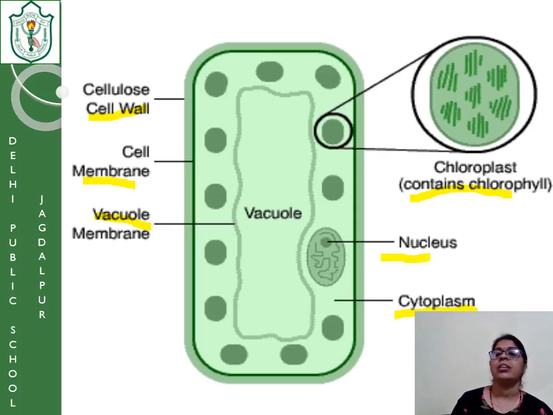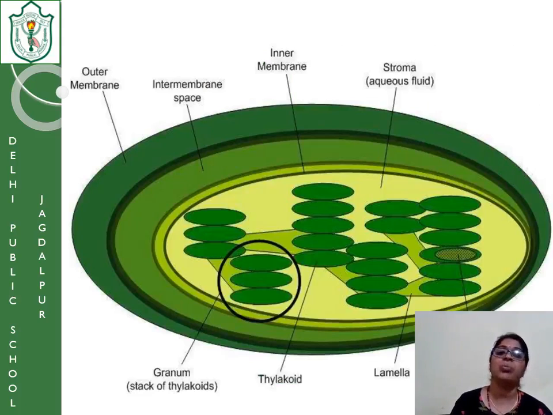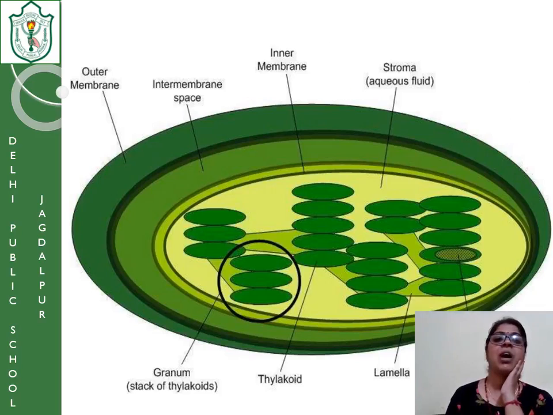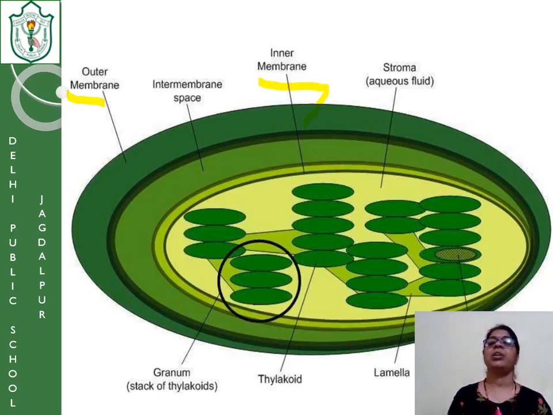The next diagram shows a simple chloroplast. You have already studied this in the last class. You can see that it has first an outer membrane, then the inner membrane, and between these two membranes there is an intermembrane space. Inside the inner membrane it is filled by a fluid called stroma. The yellow portion is called the stroma, and you can see the coin-like structures.